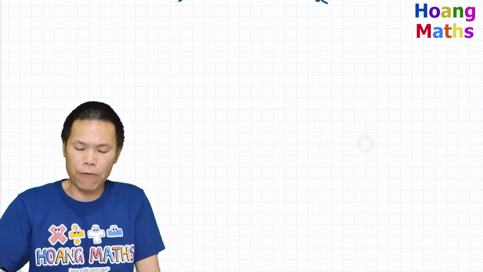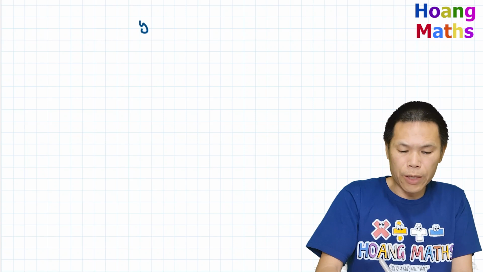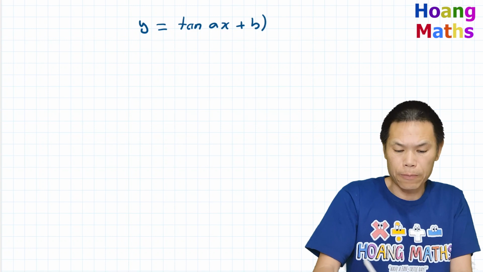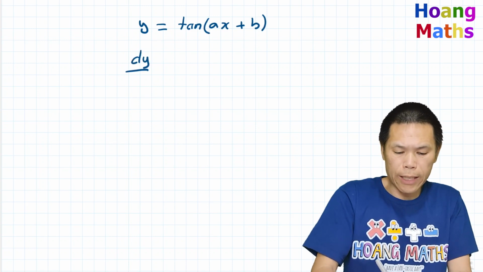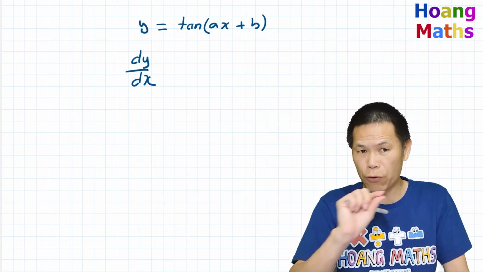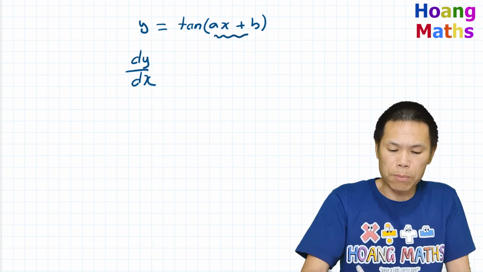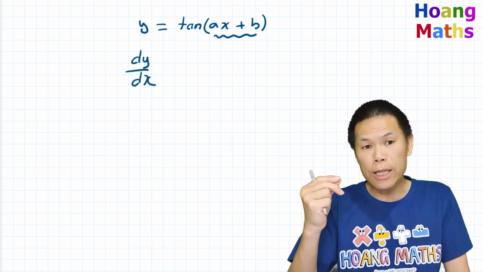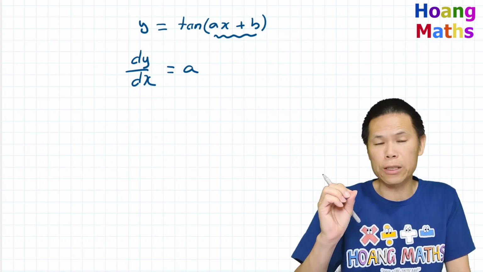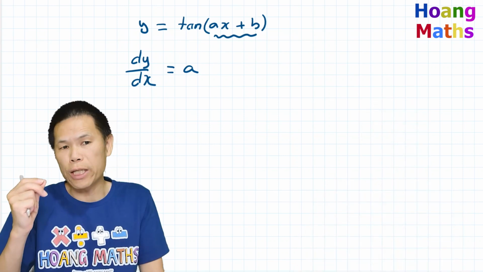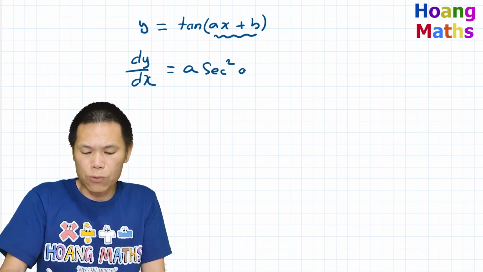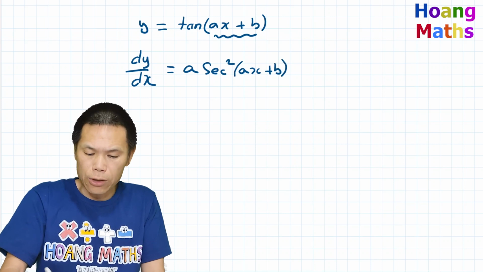So let's say we have a function, y is equal to tan of ax plus b. So dy dx, we use the power angle trick. We differentiate the power, but there's no power, so we differentiate the angle, and ax plus b is the angle. We differentiate this, which gives me a. And we times by the derivative of the trig function. Differentiating tan gives me sec square, and then we just write down whatever that angle is. So there you go.